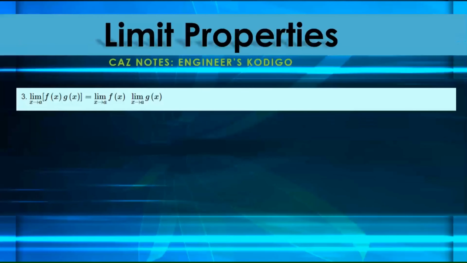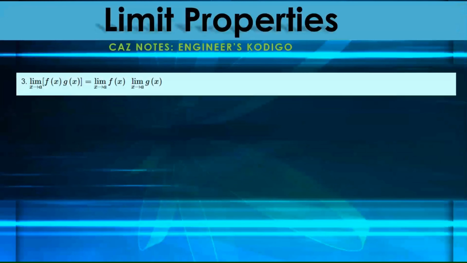So next, we have the third limit property. This is the multiplication limit property, which tells us that the limit of the function f of x times g of x as x approaches a is simply equal to the limit of the function f of x as x approaches a times the limit of the function g of x as x approaches a. This is very similar to the previous limit properties. We are going to separate the function into 2 limits and then evaluate them.